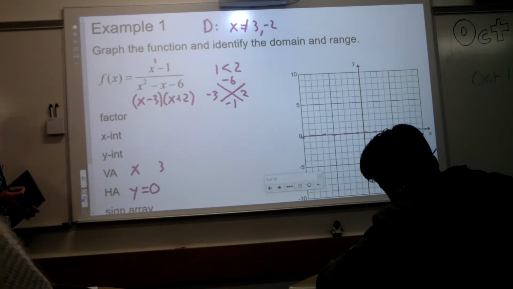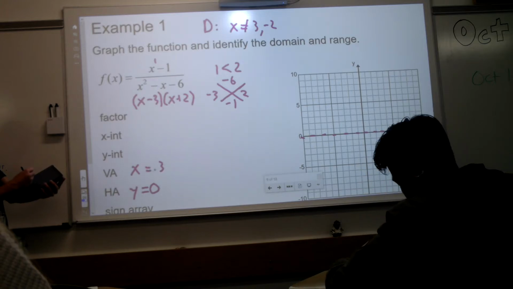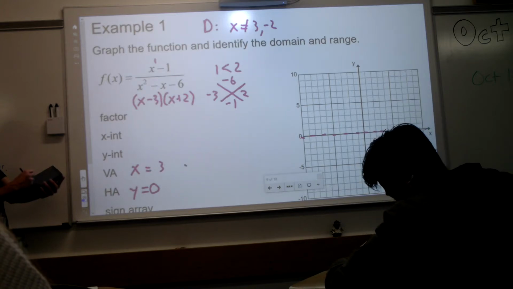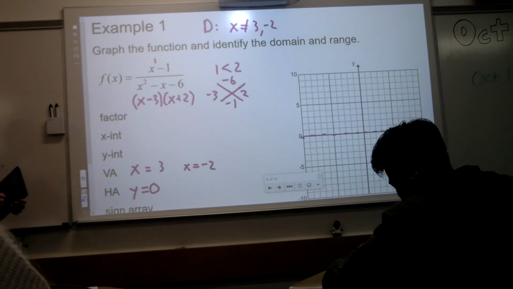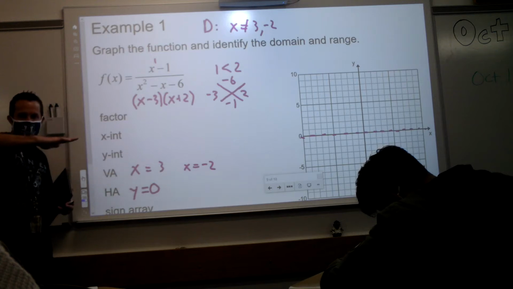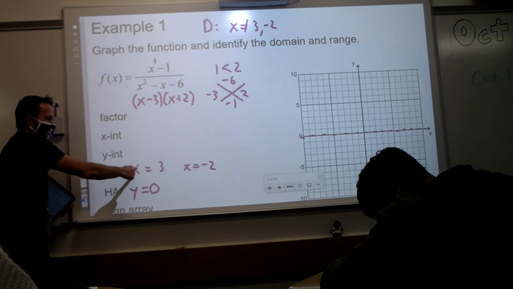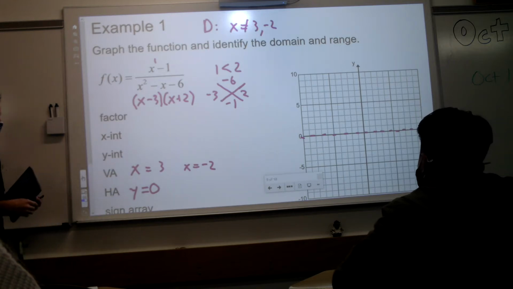So what are we going to put at 3 and negative 2? We're going to put a vertical asymptote. So I'm going to say the line x equals 3 is a vertical asymptote. Same with the line x equals negative 2. Remember, y equals is a horizontal line if it's y equals a number. X equals a number is a vertical line. These are vertical asymptotes, so we do x equals.